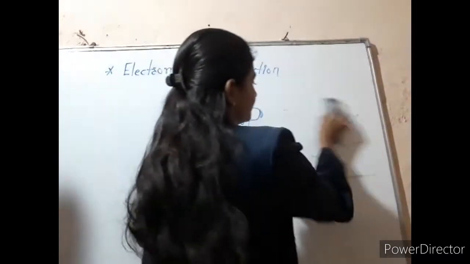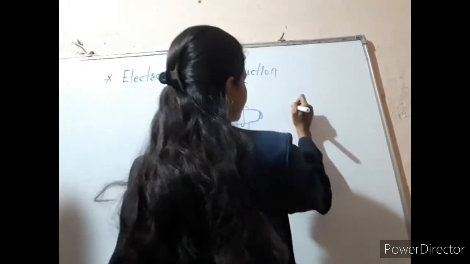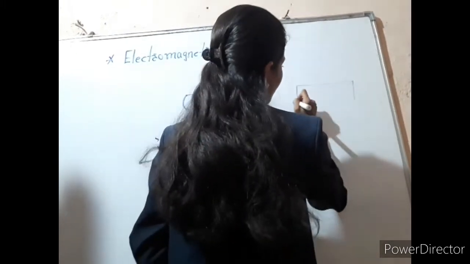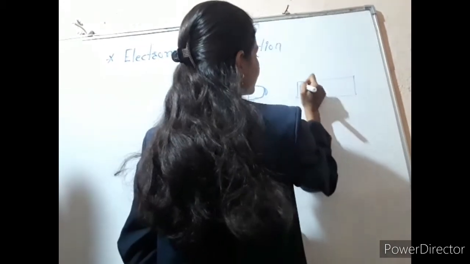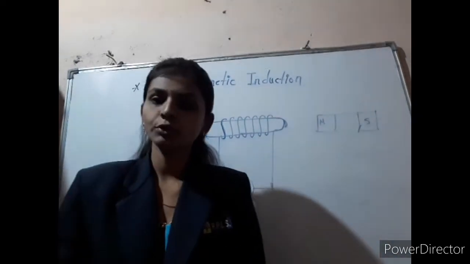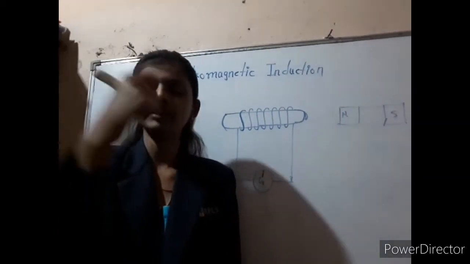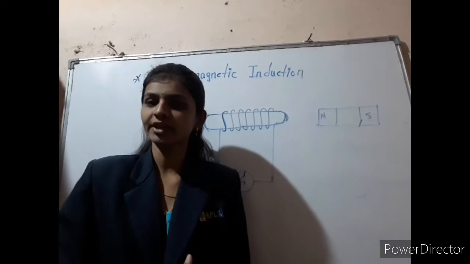Now next step, take one bar magnet. This one is our bar magnet. Okay, magnet is having N pole and the south pole. Then bar magnet is having its own magnetic property. It can create a circular magnetic field around it. Some lines are inside also, some lines are outside also.